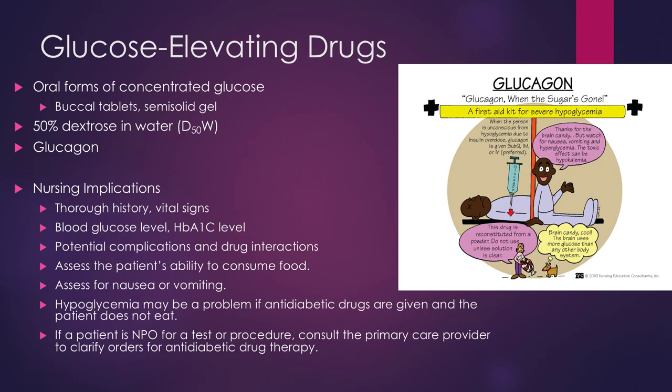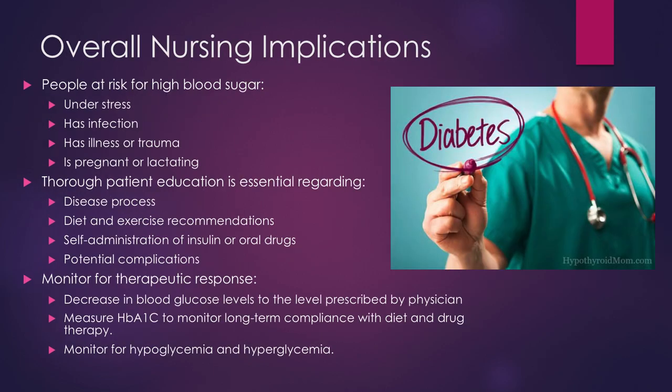The other things we can give to elevate glucose are D50. I talked about that. You got to have an IV, okay? And then oral forms of glucose if they are talking to you, if they're alert, okay? If their speech is slurred, they're going to choke on them. So, I think everything else is pretty self-explanatory, and I talked about it with the other stuff.